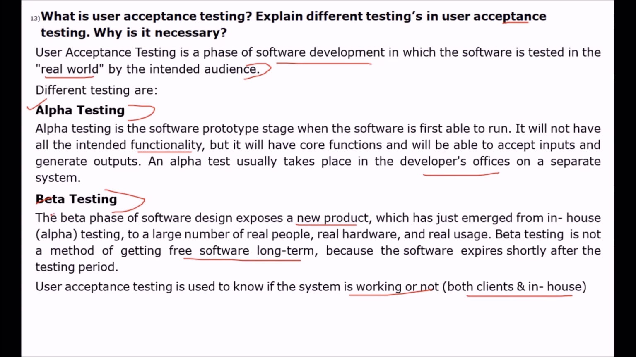Beta testing, in short, this is the description, but I'll give you a definition. Beta testing is a type of acceptance testing, which is performed by the user at the user side, at their own side, because their actual environment will be given to the software.